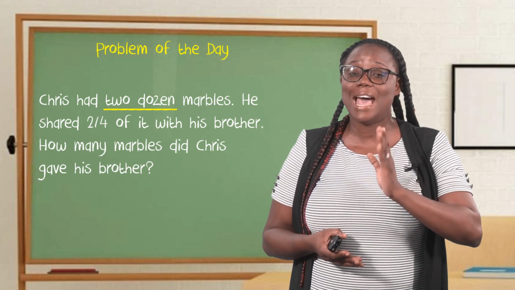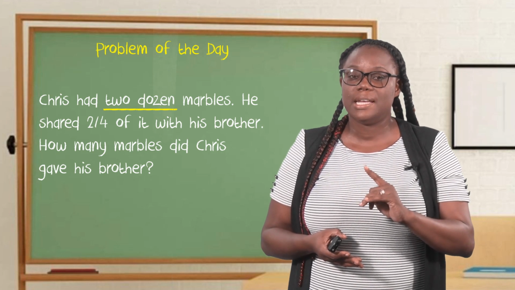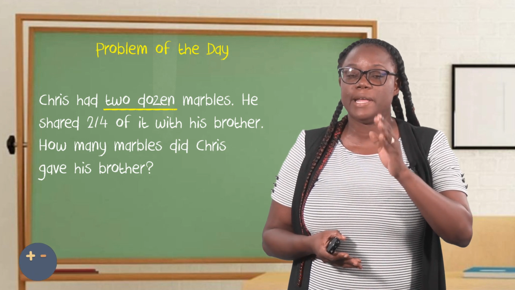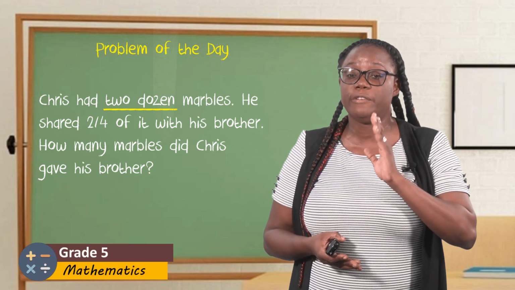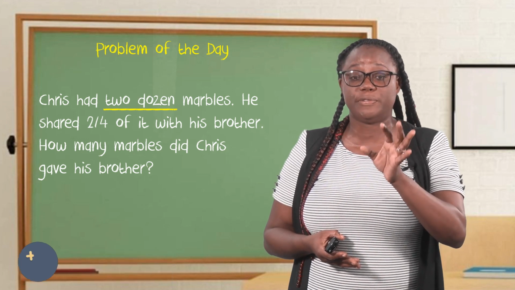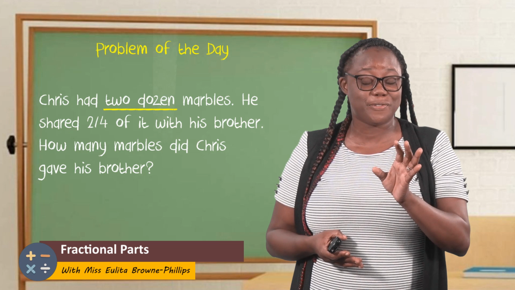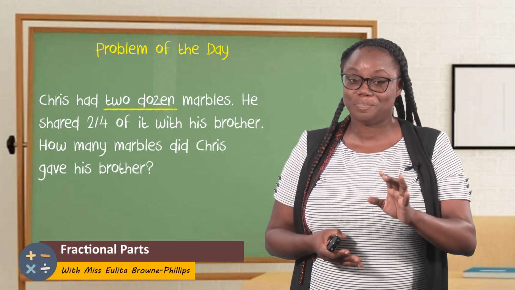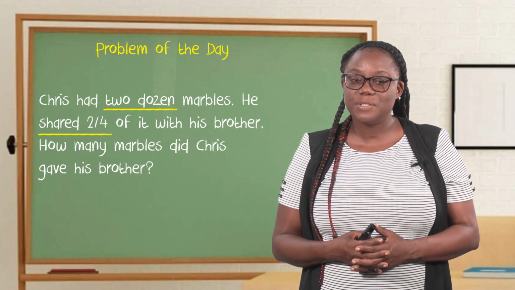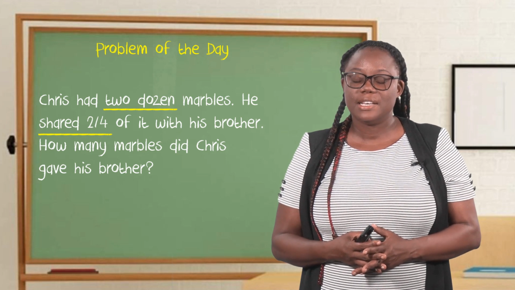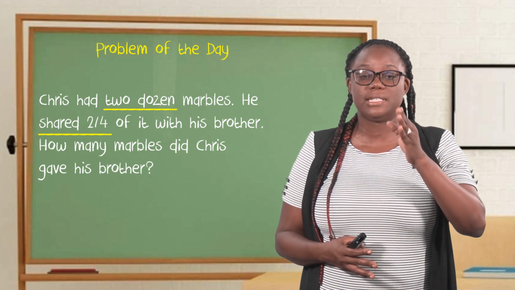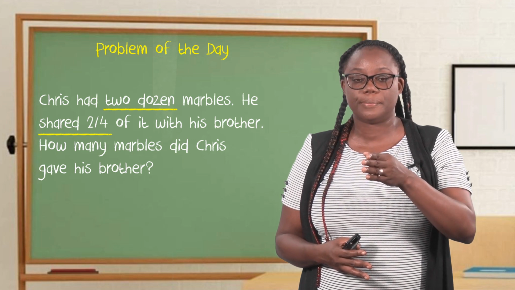So if Chris had 2 dozen marbles, to find out how many marbles Chris had, you would have to multiply 12 by 2, which would give you 24. So the whole number in this problem would be 24. Boys and girls, do you have 24? Good job. What fraction of the marbles did Chris share? 2/4. So our problem now is to find 2/4 of 24.